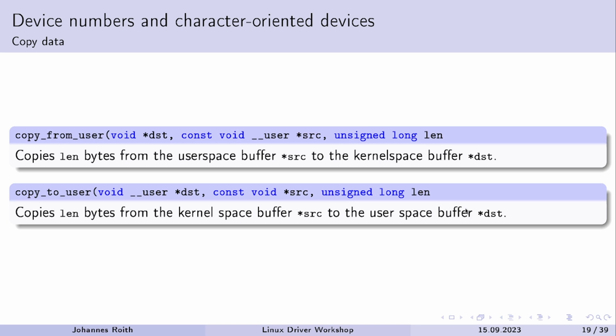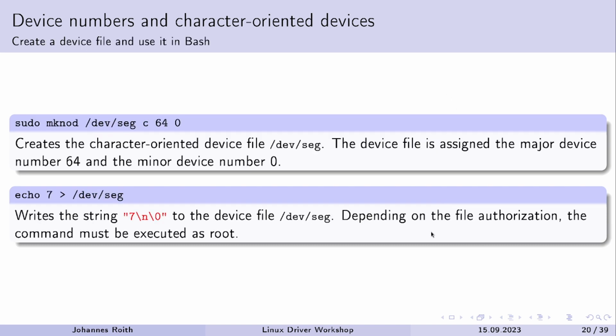And this function returns the number of not copied bytes. So if it returns 0, all len bytes could be copied successfully, but if it would return 4, for example, then 4 bytes could not be copied successfully. Okay, so how can we interface our device files from the bash shell?